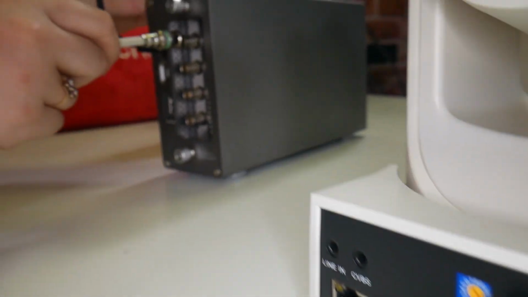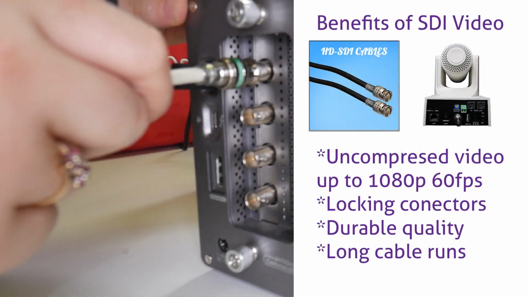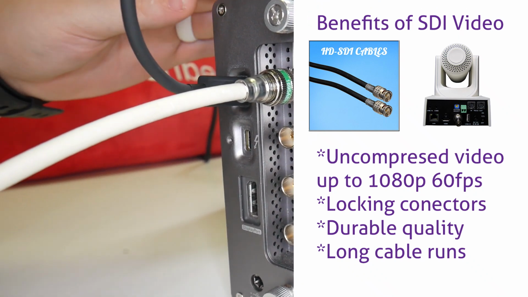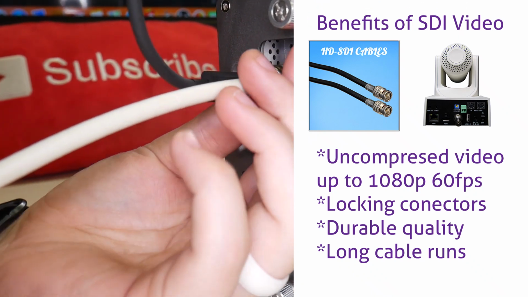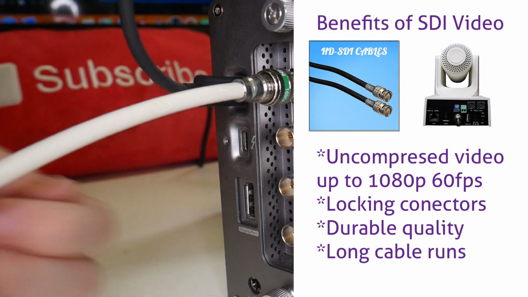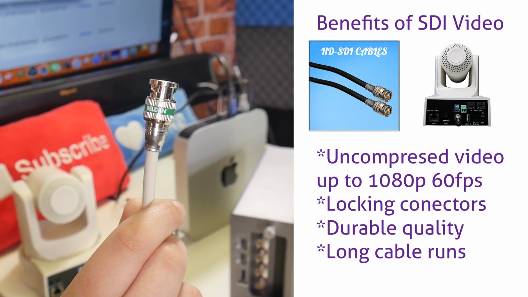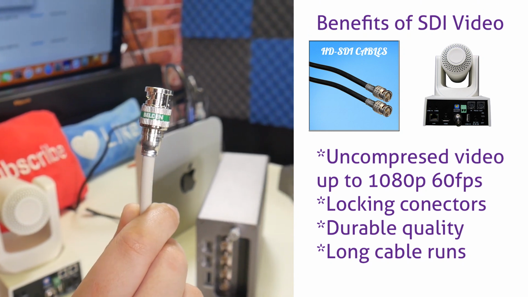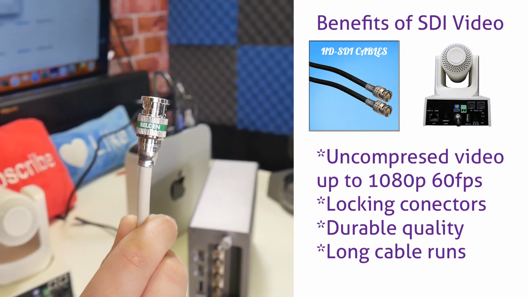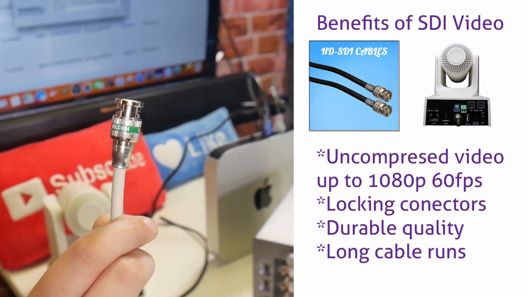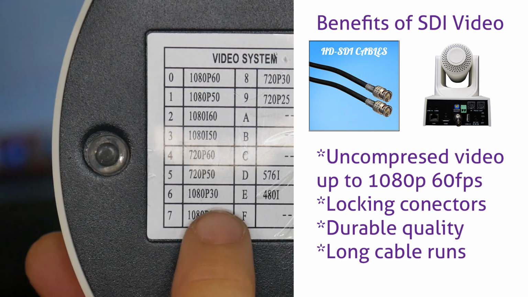The benefits of SDI include uncompressed video quality at resolutions up to 1080p at 60 frames a second. The SDI cabling is also preferred by professionals because it has locking connectors, durable quality, and it can be run long distances. Uncompressed video is ideal for the highest quality video productions, and 3G SDI cabling can produce video at up to 3 gigabits per second.